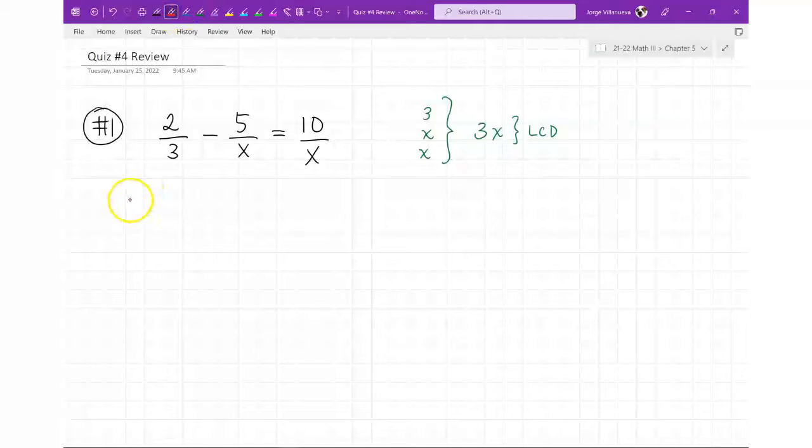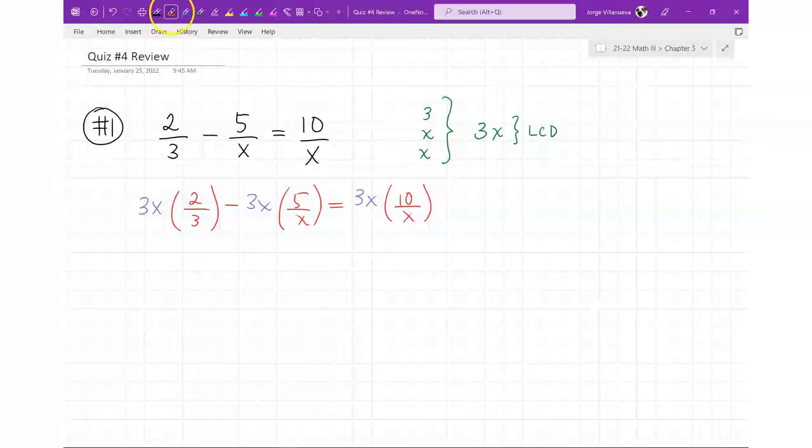So I'm going to write 3x. Actually, let me change the color here since I usually use red for the main problem. So 3x times 2 over 3 minus 3x times 5 over x equals 3x times 10 over x. Remember, once you get rid of the fractions, the problem's supposed to get easier, right? If once you do this, it gets even more complicated, you know something went wrong, okay? Because it's supposed to get a lot easier.